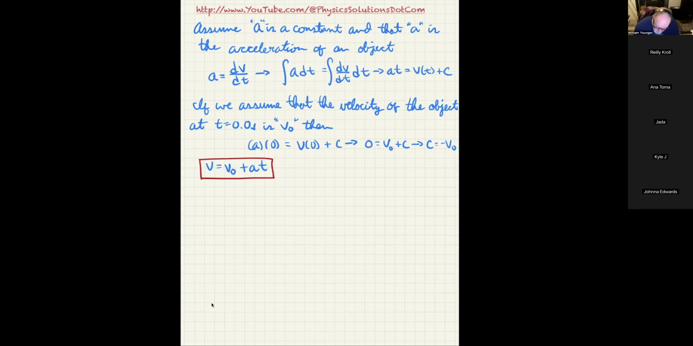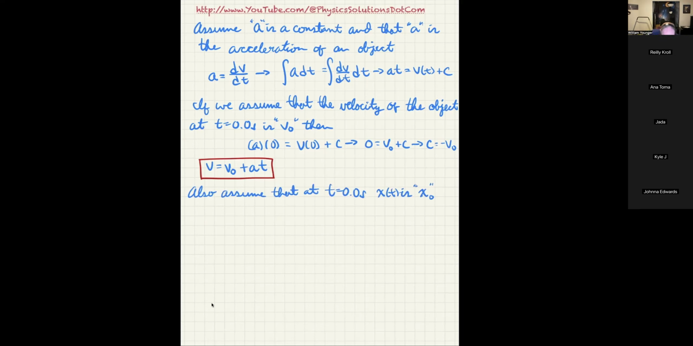Now we're also going to make the assumption, like we did here, that at t equals 0, the v was v0. I'm going to also make the assumption that at t equals 0, the x is x0. So also assume that at t equals 0.0 seconds, x of t is x0.